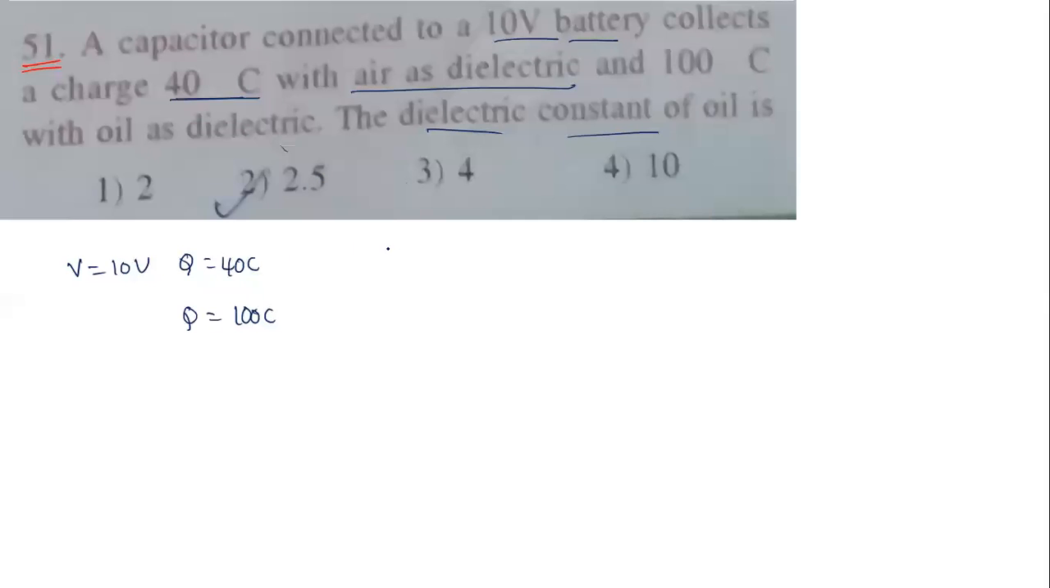Now we need to find the initial capacitance. Initially this was the potential and this was the charge, and this is the new charge after introducing a dielectric of some constant, which we don't know; we need to find it out. Initially I can say Q equals C times V, which implies C equals Q by V. Q is 40 divided by the voltage, 10. It will become 4 farad. That is the initial capacitance.